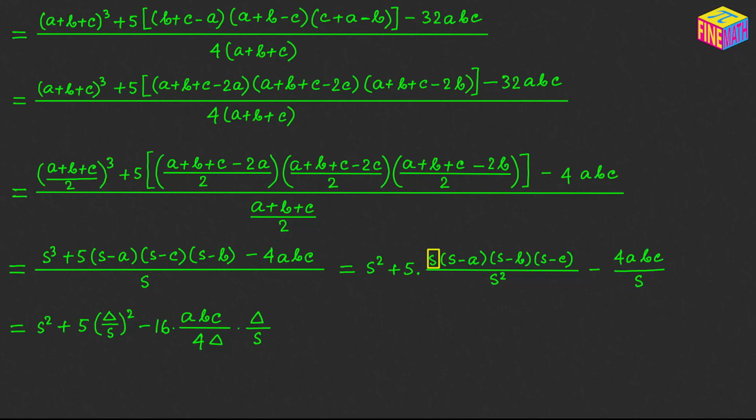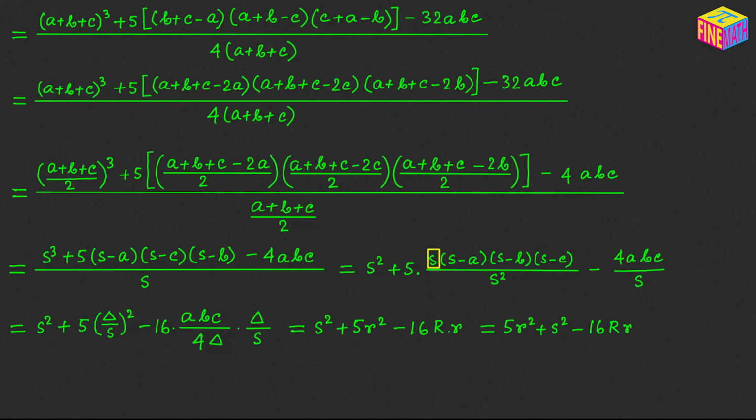Now the question is why I am rewriting like this? Well, because I want to transform this expression into something which will involve the circumradius and the inradius, and of course the semi-perimeter. Now here abc over 4 times delta is nothing but the circumradius, and delta over s is nothing but the inradius. So we can rewrite this expression like this, and it looks very small and nice, of course, right? Can be remembered very easily.